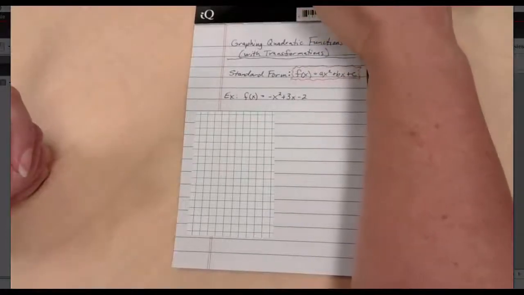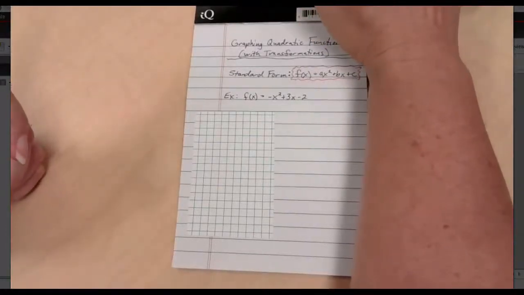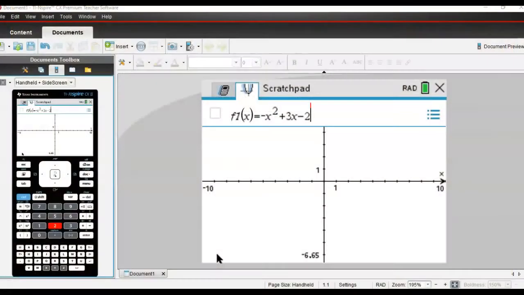So, here's my calculator. I have it set up, ready to go, and there we go. And I've already got it typed in, so negative x squared plus 3x minus 2. You want to make sure that you are on a graphing screen. I'm on my scratch pad right now with the graphing. And the negative sign is here. Be careful, that's different from the subtraction sign, so this is my negative sign. And x squared is right over here. So I've got it typed in.